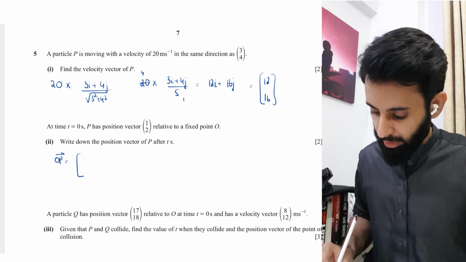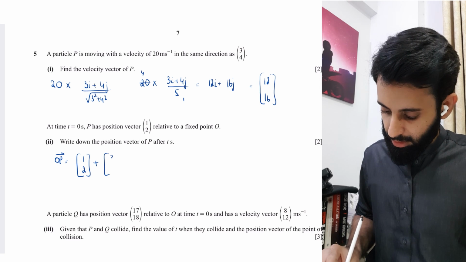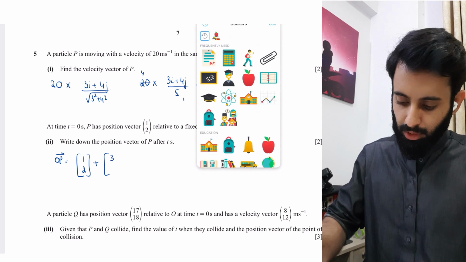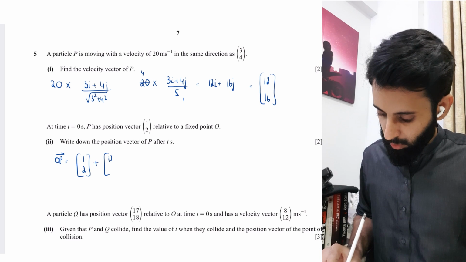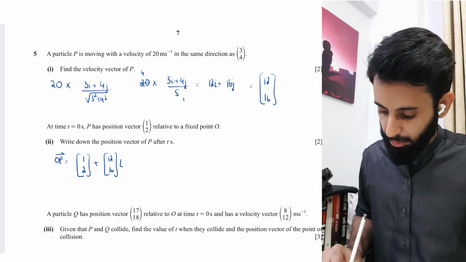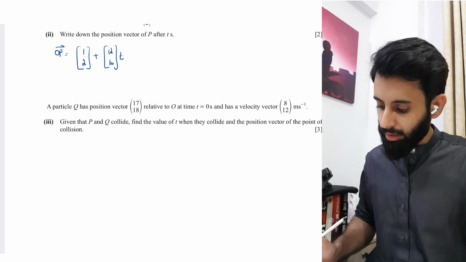So if you want to write down the position vector of p after t seconds, here's how we're going to do it. We take the point from where it's starting, so that's (1, 2), plus the vector of the velocity, which is (12, 16), and we multiply it by t, because that's how far it will move in t seconds. There you go.